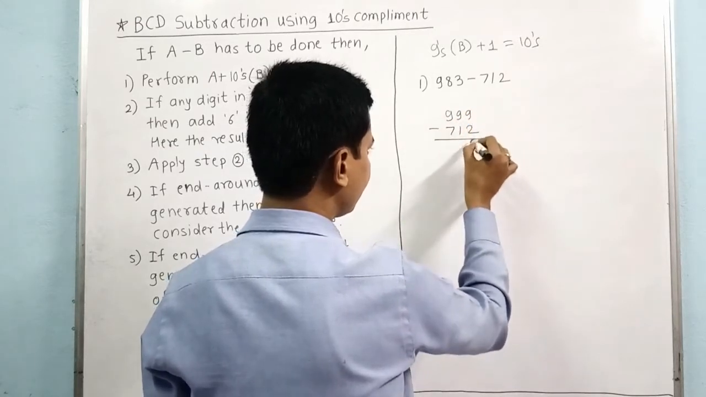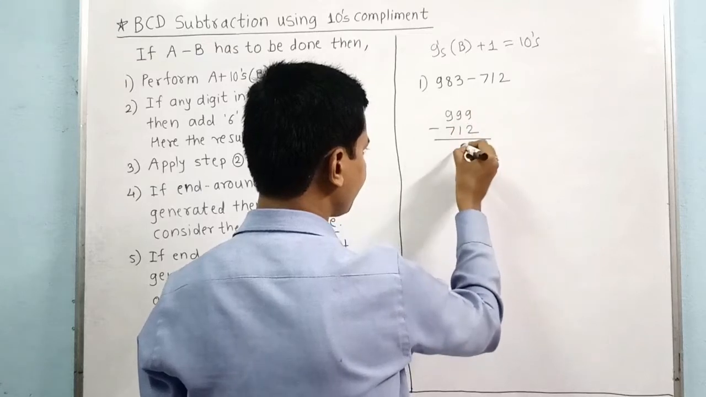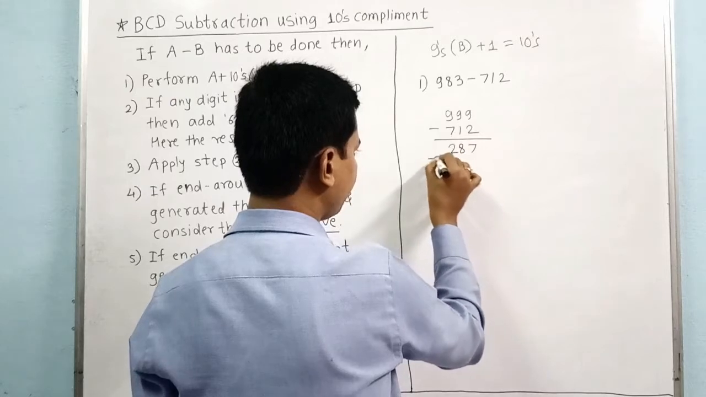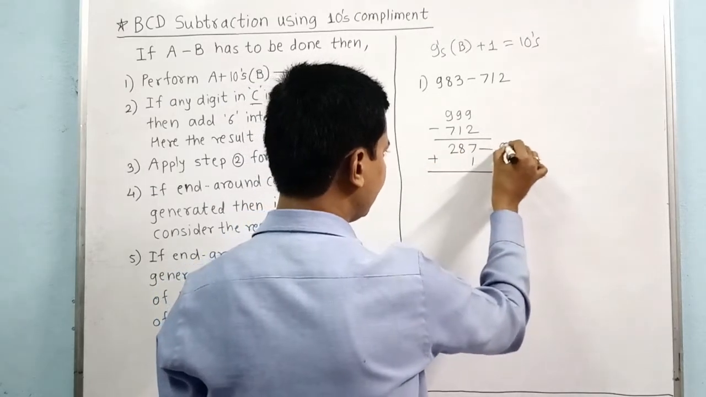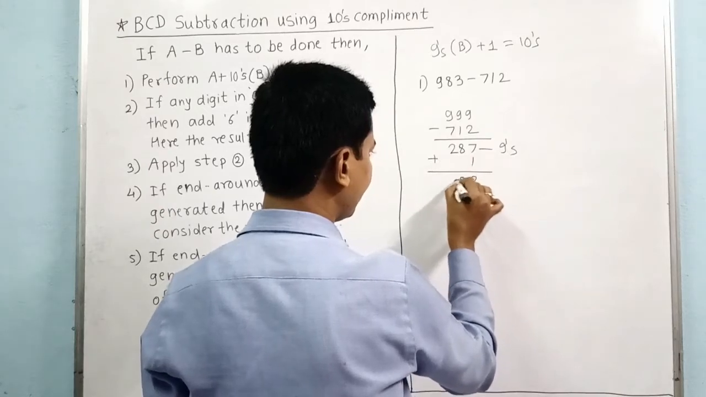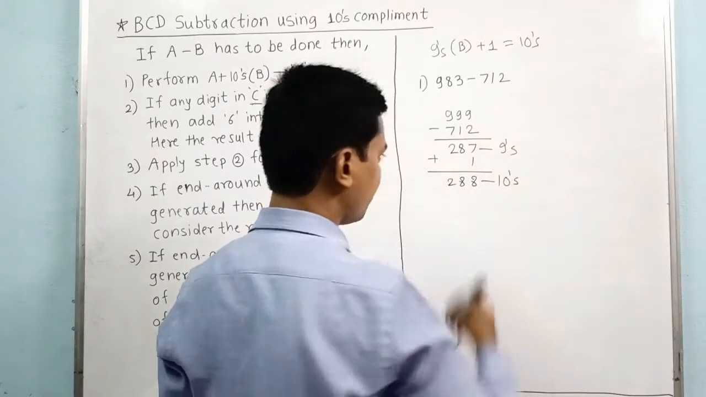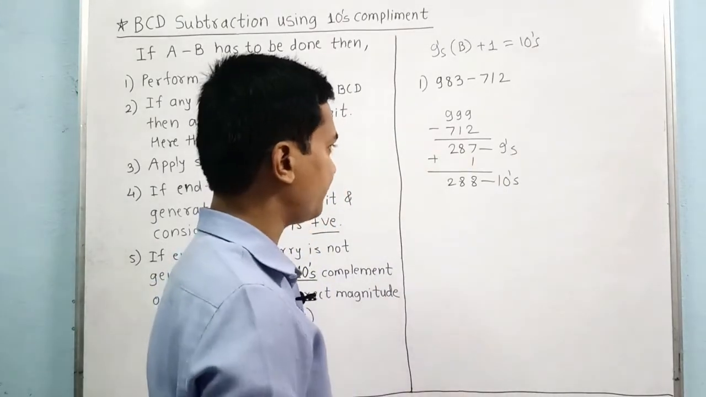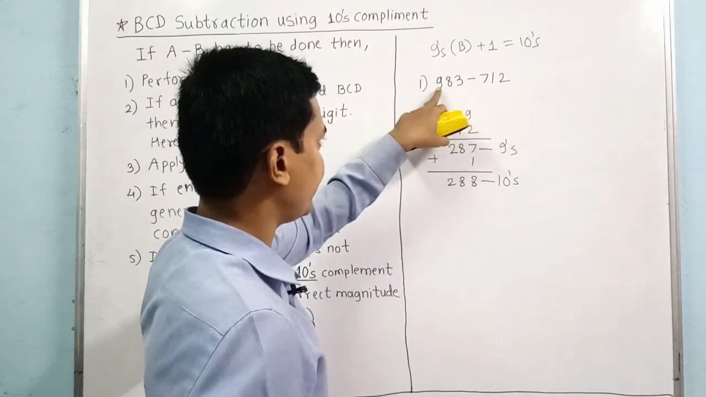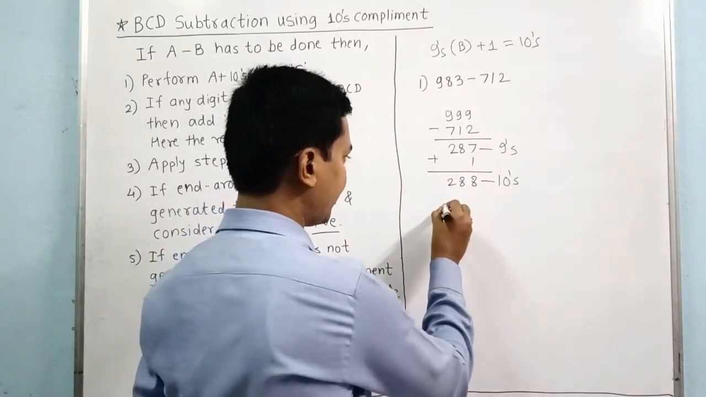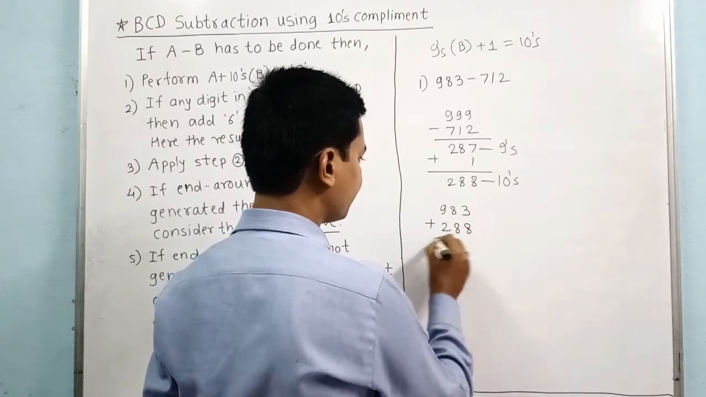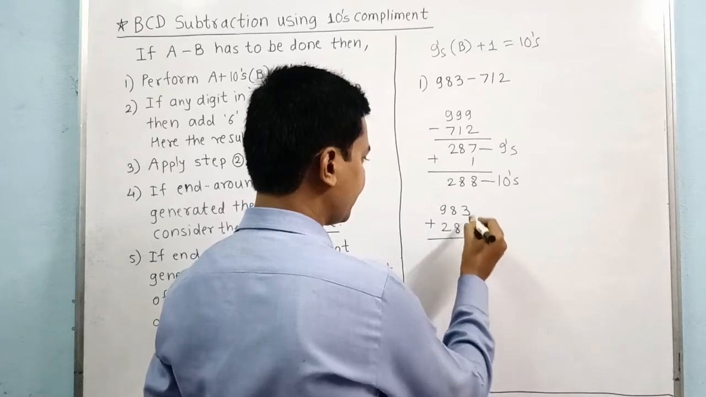9 minus 2 is 7, 9 minus 1 is 8, 9 minus 7 is 2. By adding 1 we will get the tens complement: 7 plus 1 is 8, so 288. This is the tens complement. Next, we add this tens complement value to the minuend, that is 983 plus 288, which becomes: 8 plus 3 is 11.